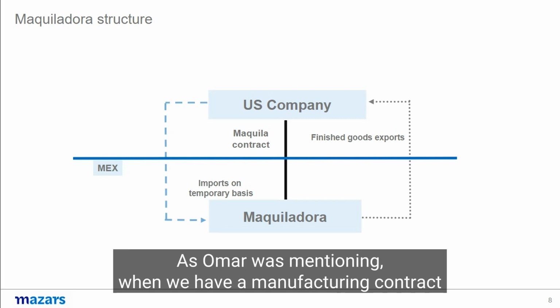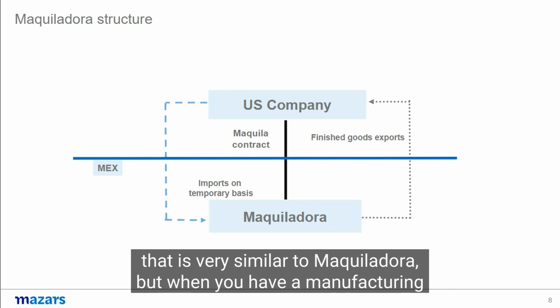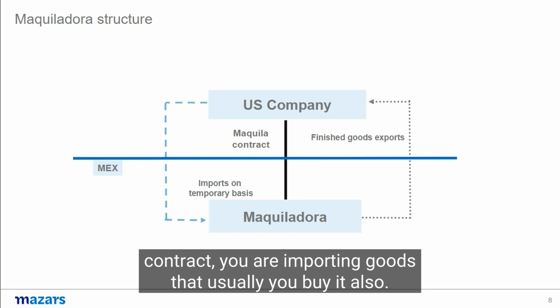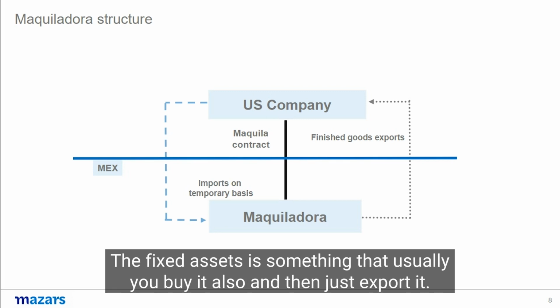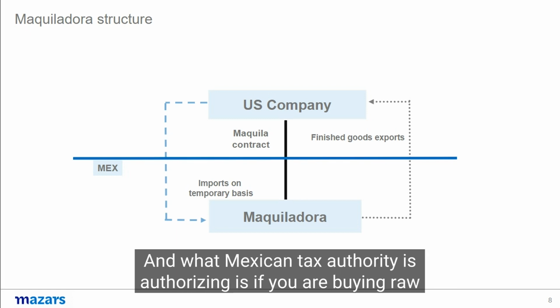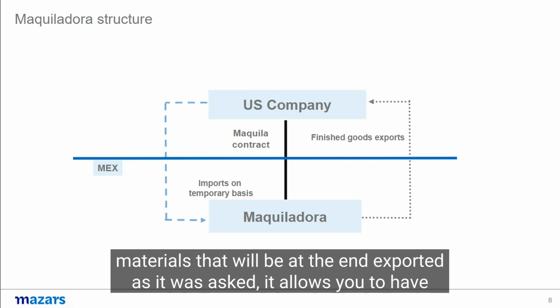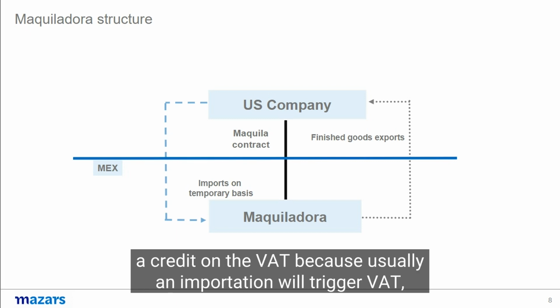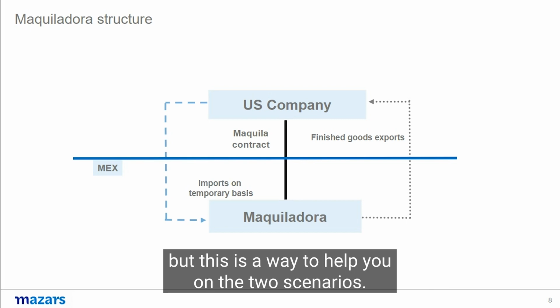As Omar was mentioning, when we have a manufacturing contract that is very similar to Maquiladora, you are importing goods that usually you buy. Also, the fixed asset is something that usually you buy also, and then just export it. And what the Mexican tax authority is authorizing is, if you are buying raw materials that will at the end be exported, it allows you to have a credit on the VAT, because usually an importation will trigger VAT. So this is a way to help you in the two scenarios.